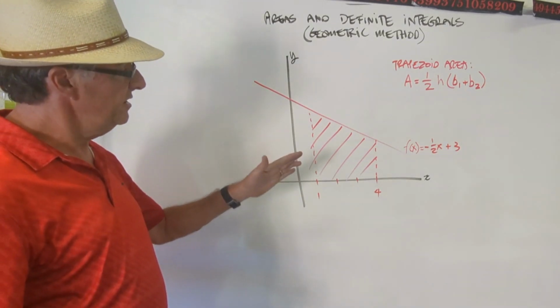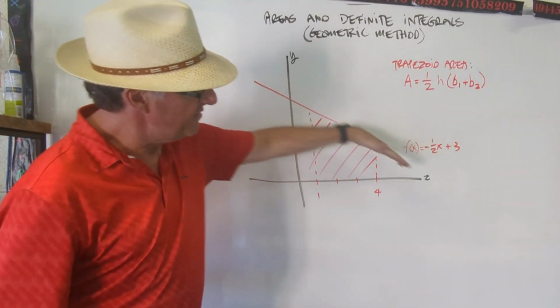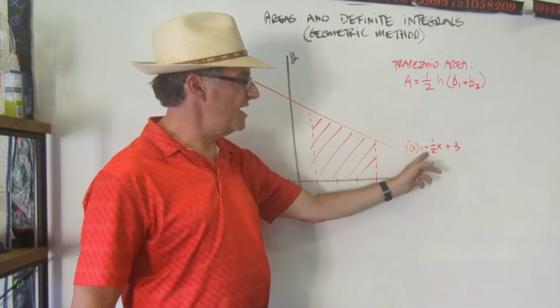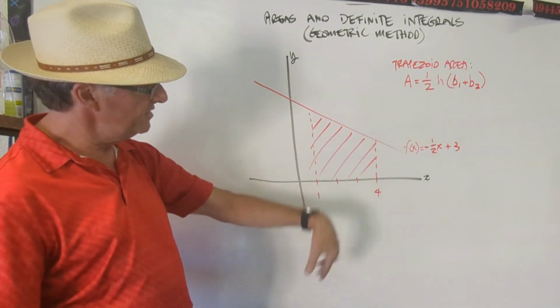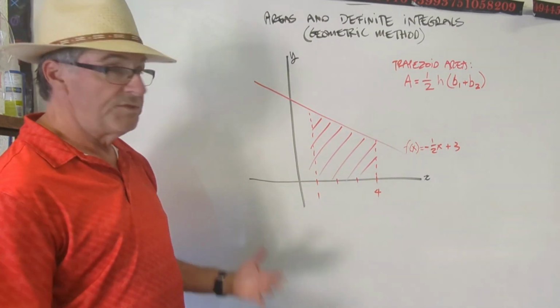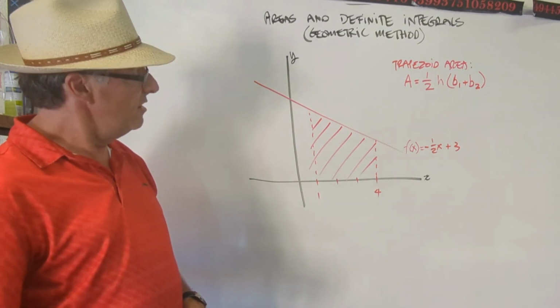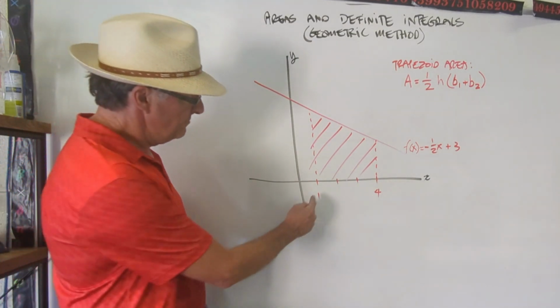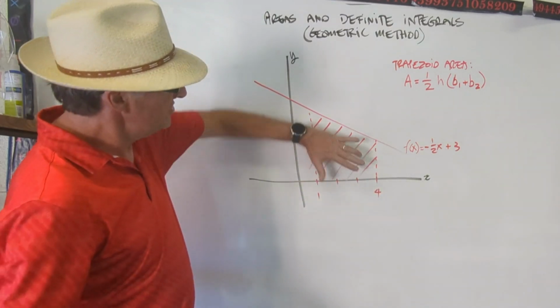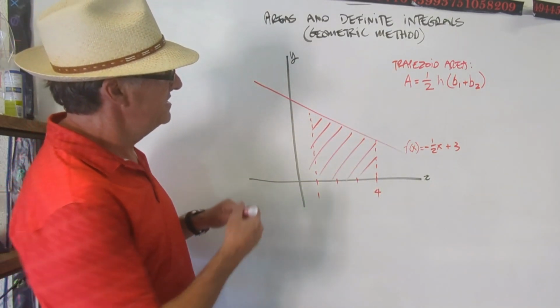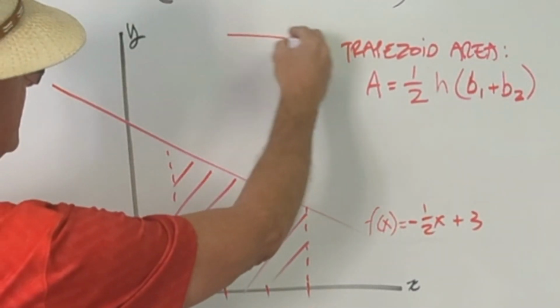I've got a trapezoid that's bounded along the top by this line, f of x equals -1/2 x plus 3. So this is a linear equation, a negatively sloping line, and the area that I'm trying to figure out is from between 1 and 4 here along the x-axis. Now this is just a trapezoid on its side. So I could draw this like so.